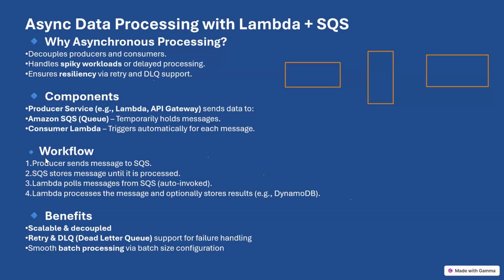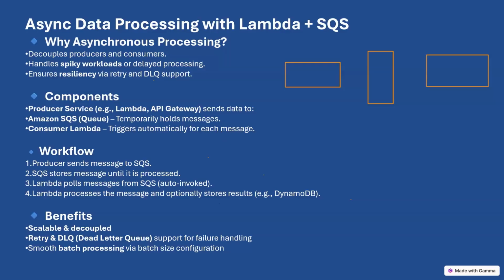And how would the workflow be? The producer will send a message to the SQS. SQS stores the message until it gets processed. Lambda pulls the message from SQS, and Lambda processes that message into the DynamoDB. So end to end, we will be seeing these things. I have a diagram for that one as well, so I will be showcasing it to you. That's what we'll be seeing: async data processing with Lambda and SQS.